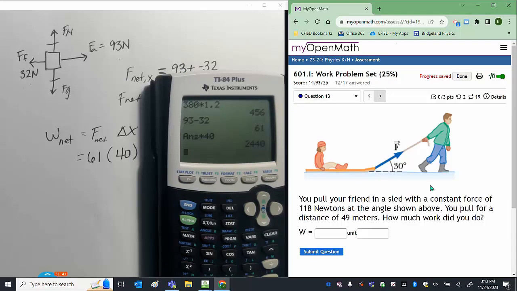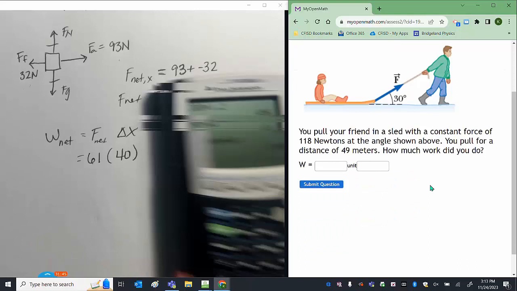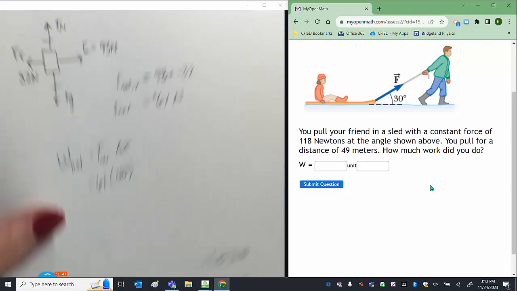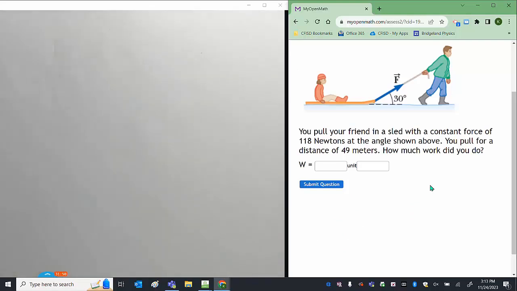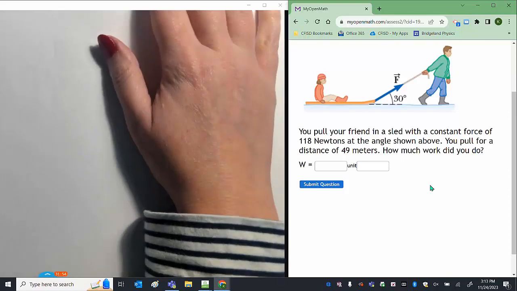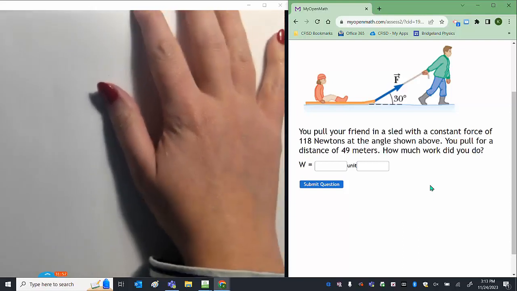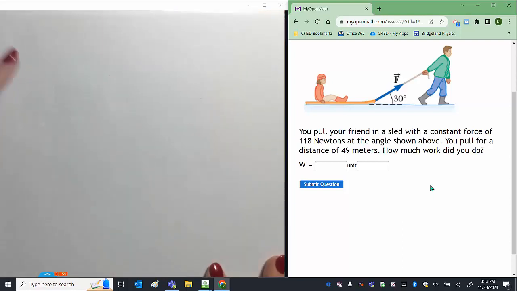Question 13 on 601.1 says, you pull your friend in a sled with a constant force of 118 newtons at the angle shown above. You pull for a distance of 49 meters. How much work did you do? All right, so here is a situation where we have an angle. And when you have somebody pulling at an angle, only a portion of their force is going to be parallel to the displacement. And that portion is the only portion responsible for doing work on, in this case, the sled.